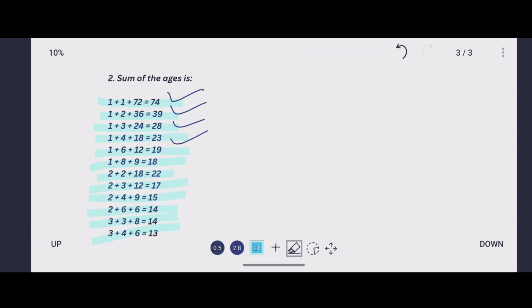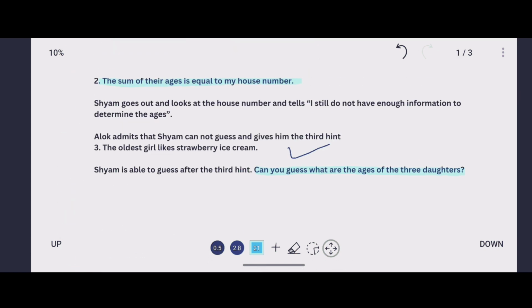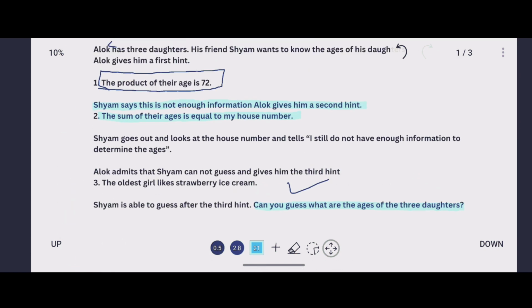Okay, and which are these two additions? So these are the two additions. Here I am getting 14 in both the cases. Except these two cases, all the additions which I am getting are unique. It means they all are different from each other. But in this case, I am getting 14, right? And that's why, if you take a look at the question carefully, Alok was admitting that Sham cannot guess and gives him the third hint, and that is why we can identify from here.